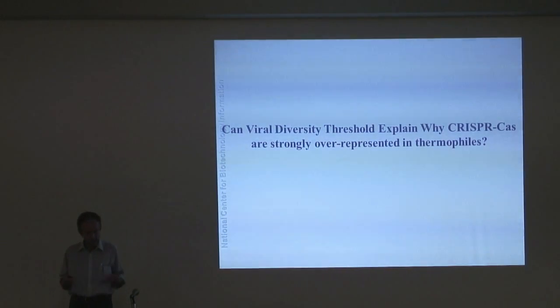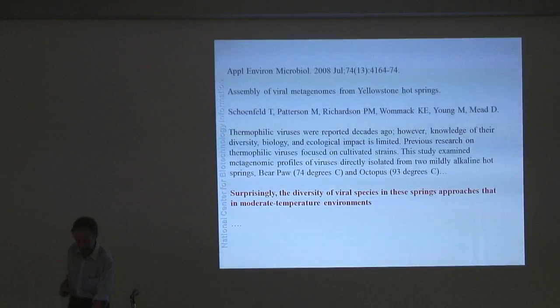So the question is, does this have explanatory power? Can the viral diversity threshold explain why the CRISPR-Cas systems are so strongly overrepresented in thermophiles? Well, the jury is still out on this issue, simply because there isn't a sufficient amount of experimental data on viral diversity and host diversity from the same systems. But there are a few studies.